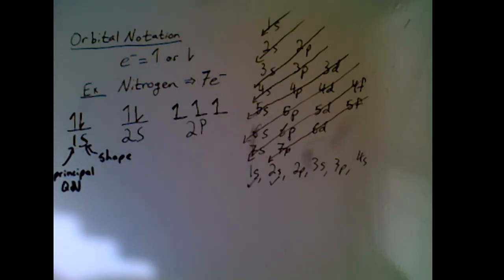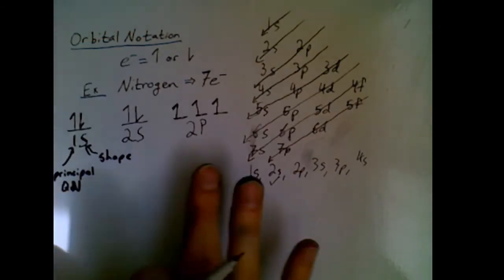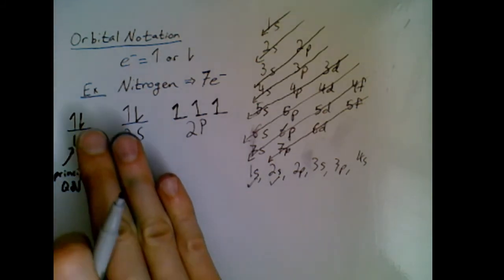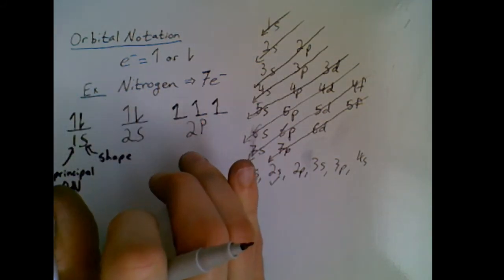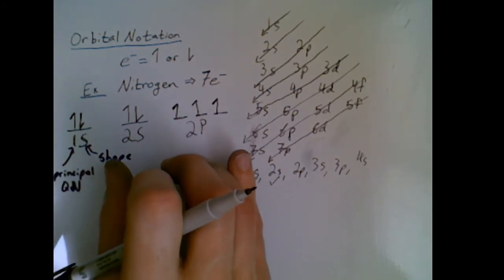You may be asking why. Well, it's another rule, and it's called Hund's rule. And Hund's rule is that when you're filling those shells that have more than 1 shape at an energy level, you have to put 1 in each before you can pair them up in 1 shape. And so that's why I did this the way that I did this. Okay, so now we have our orbital notation for nitrogen.